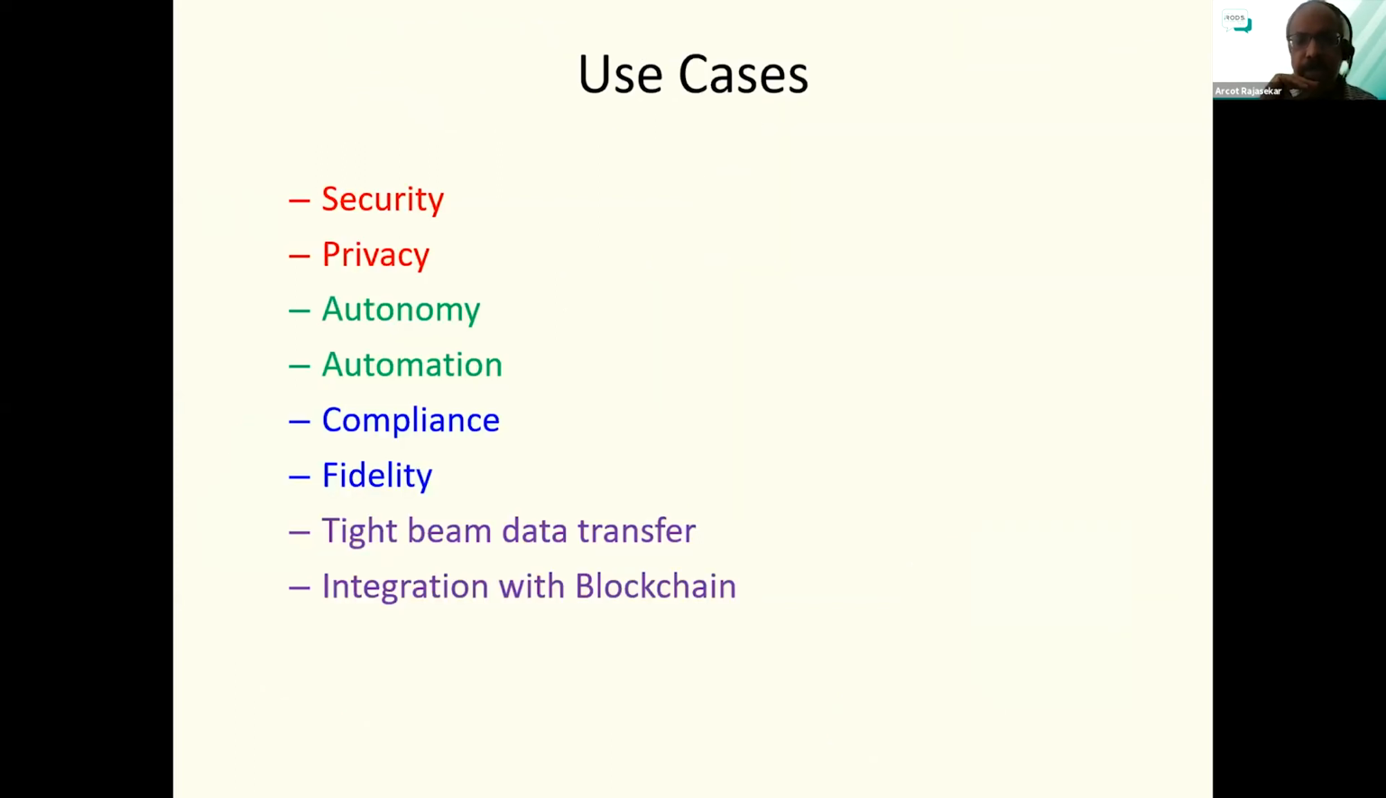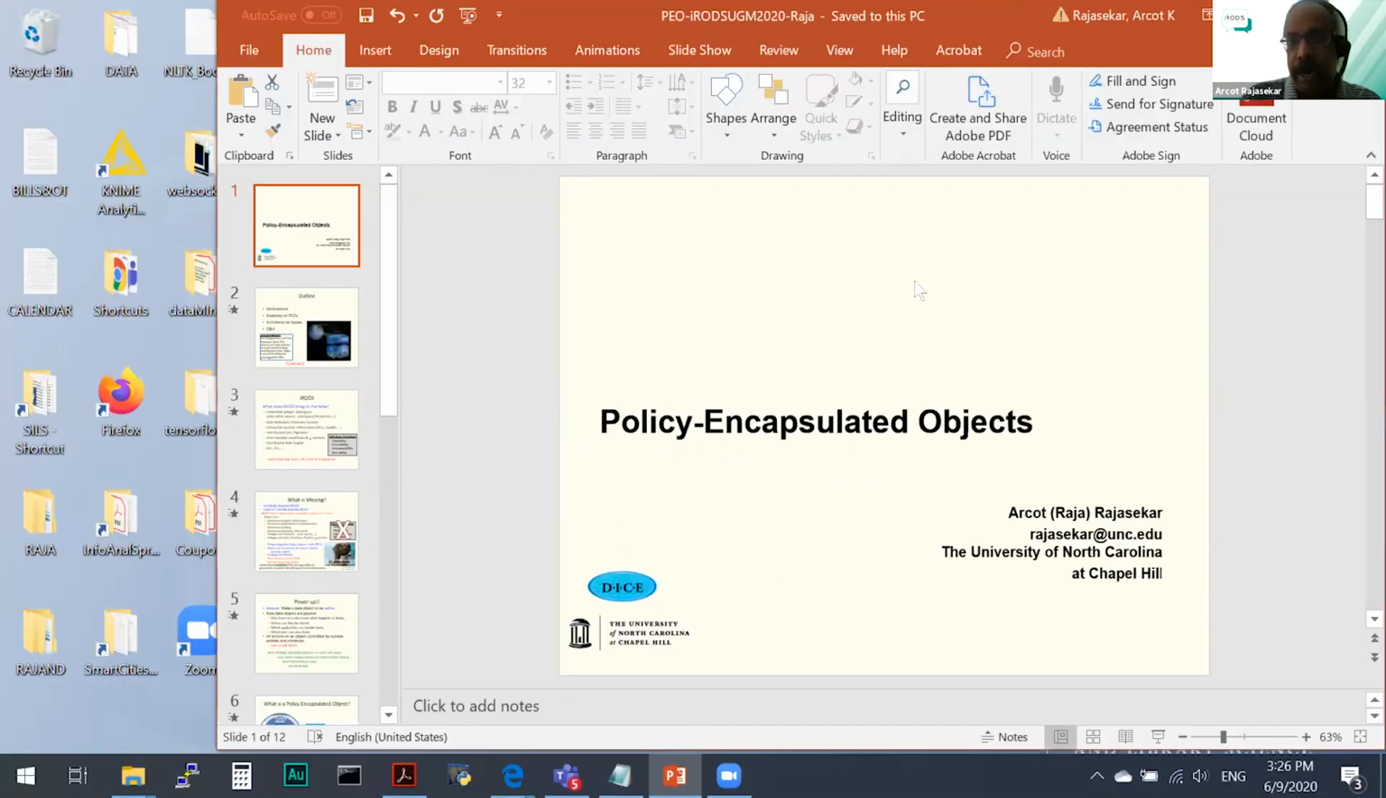And what are the types of use cases? There are multiple use cases. Obviously, security and privacy are a couple of very important ones. Autonomy and automation are two other things. Compliance and fidelity, again, and tight beam data transfers from one location to another location, so that it doesn't get spoofed or picked up by somebody in the middle. And obviously, you can integrate it with Bitcoin technology.